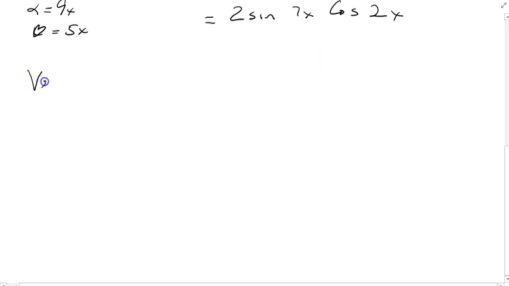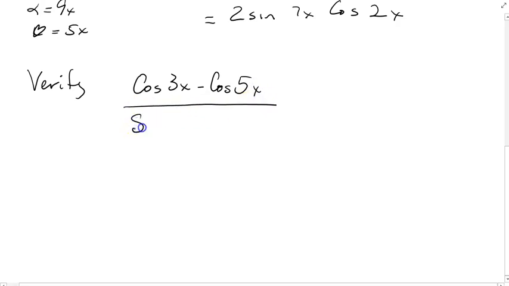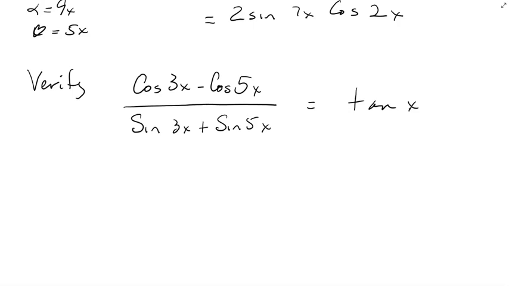And we want to verify the fact that cosine 3x minus cosine 5x over sine 3x plus sine 5x actually equals tan x. So you can see our left-hand side is quite complicated and our right-hand side is very simple, so we're not going to do anything to the right-hand side, but we're going to focus on that left-hand side.